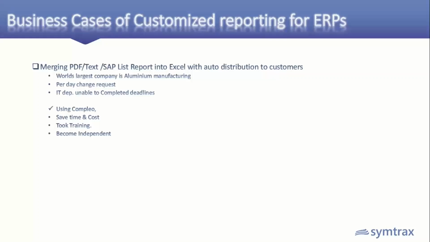They are now independent to use the complete solution, because they had challenges in terms of reformatting and reporting. They want to merge PDF text documents and SAP list reports into Excel. For reformatting, they would like to have the logo on that document. They want to auto distribute the document to the end user. Another thing, they want to copy and paste data as it is to Excel. Currently they are doing it manually, but now using Complio, they are completely independent and using this Complio solution very effectively.